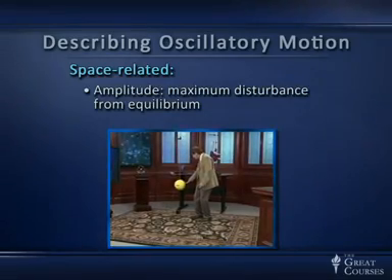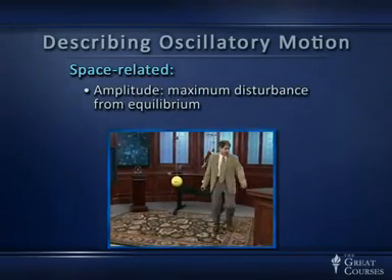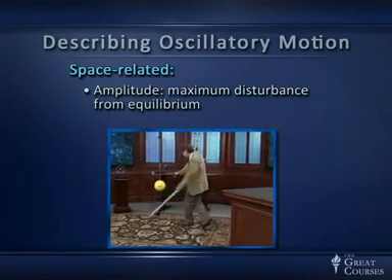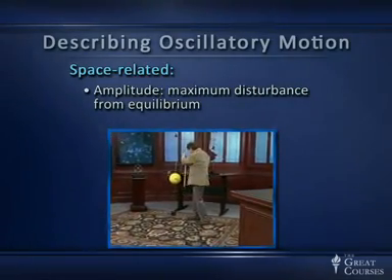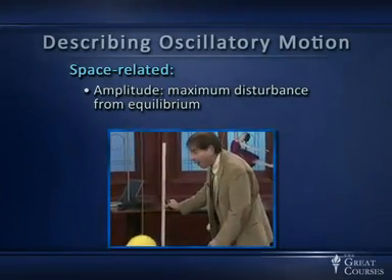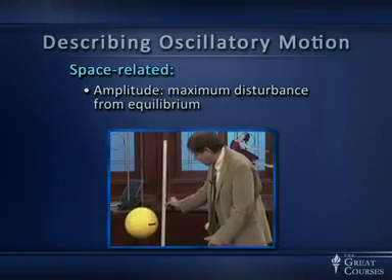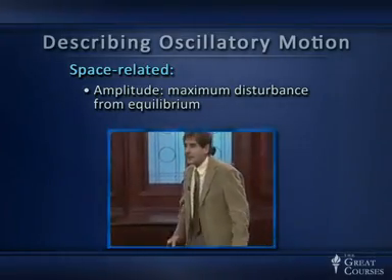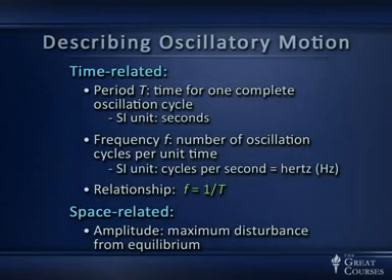So this ball is bouncing up and down, and if I grab a meter stick, I could measure how far it's moving from its equilibrium position, and it's a few tens of centimeters in this case. So those are the quantities we want to describe oscillatory motion.